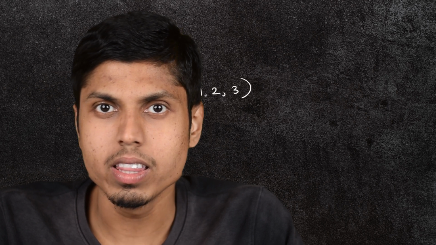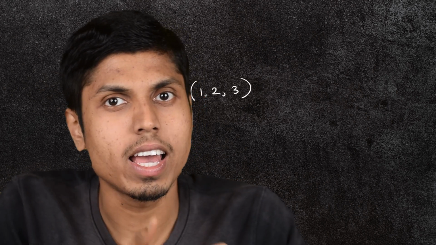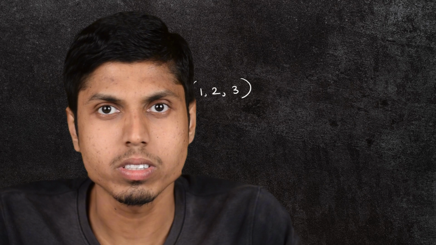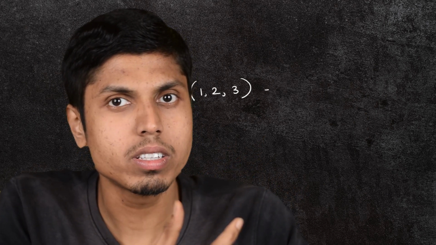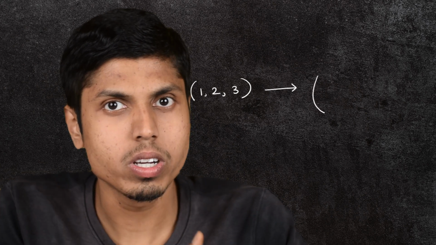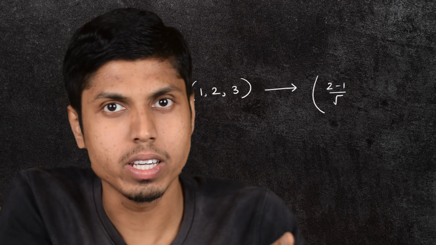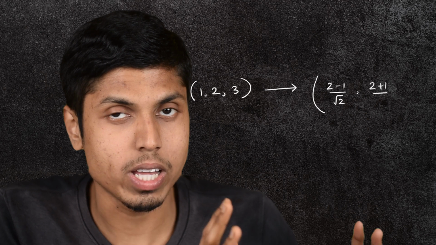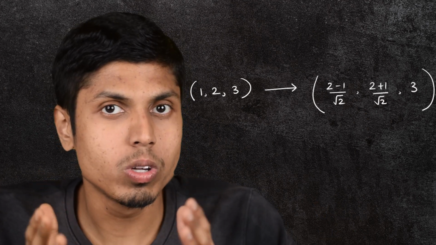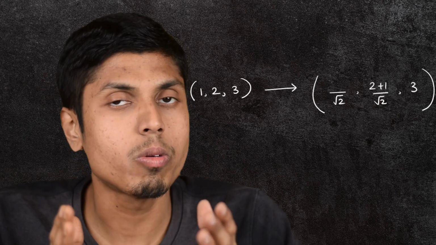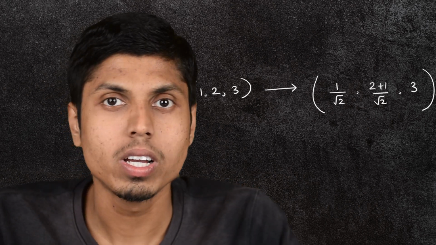Let's take one example for such a sequence. Suppose you start with 1, 2, 3. Then, as the next element of the triplet in the process, suppose you take 1, 2. That should be replaced with (2 minus 1) by root 2, (2 plus 1) by root 2, 3, because we do not disturb 3. So 2 minus 1 upon root 2 will be 1 by root 2, and 2 plus 1 upon root 2 will be 3 by root 2, 3.